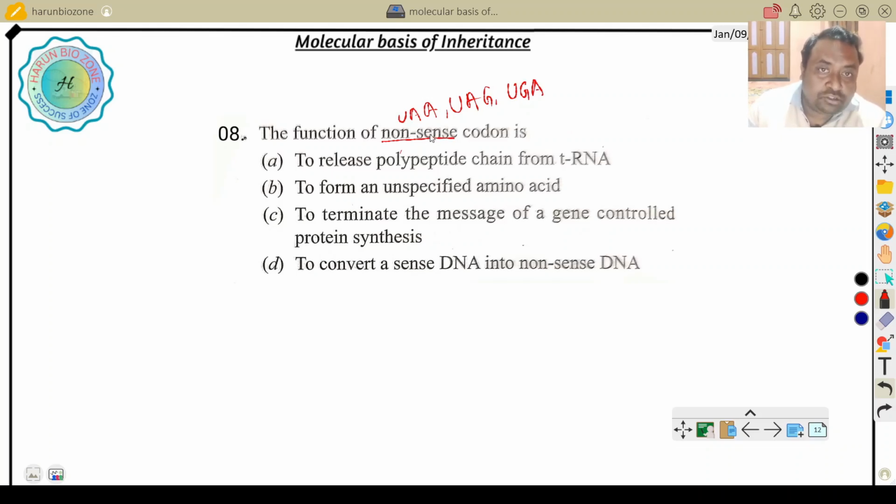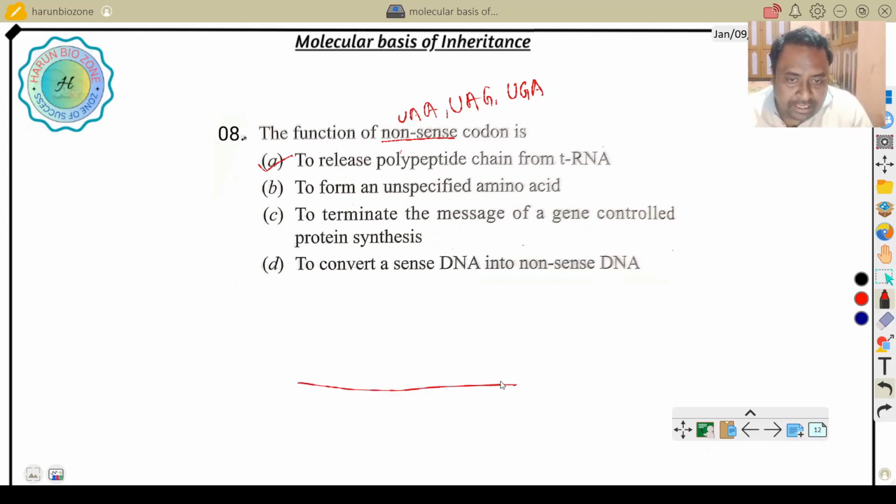The function of nonsense codon. So what is the function of nonsense codon? The nonsense codon acts as a termination codon, where the termination process happens and the protein synthesis process stops. The options are: to release the polypeptide chain from tRNA, to form an unspecified amino acid, to terminate the message of gene control protein synthesis, to convert sense. So here the right option is to release the polypeptide chain from tRNA.